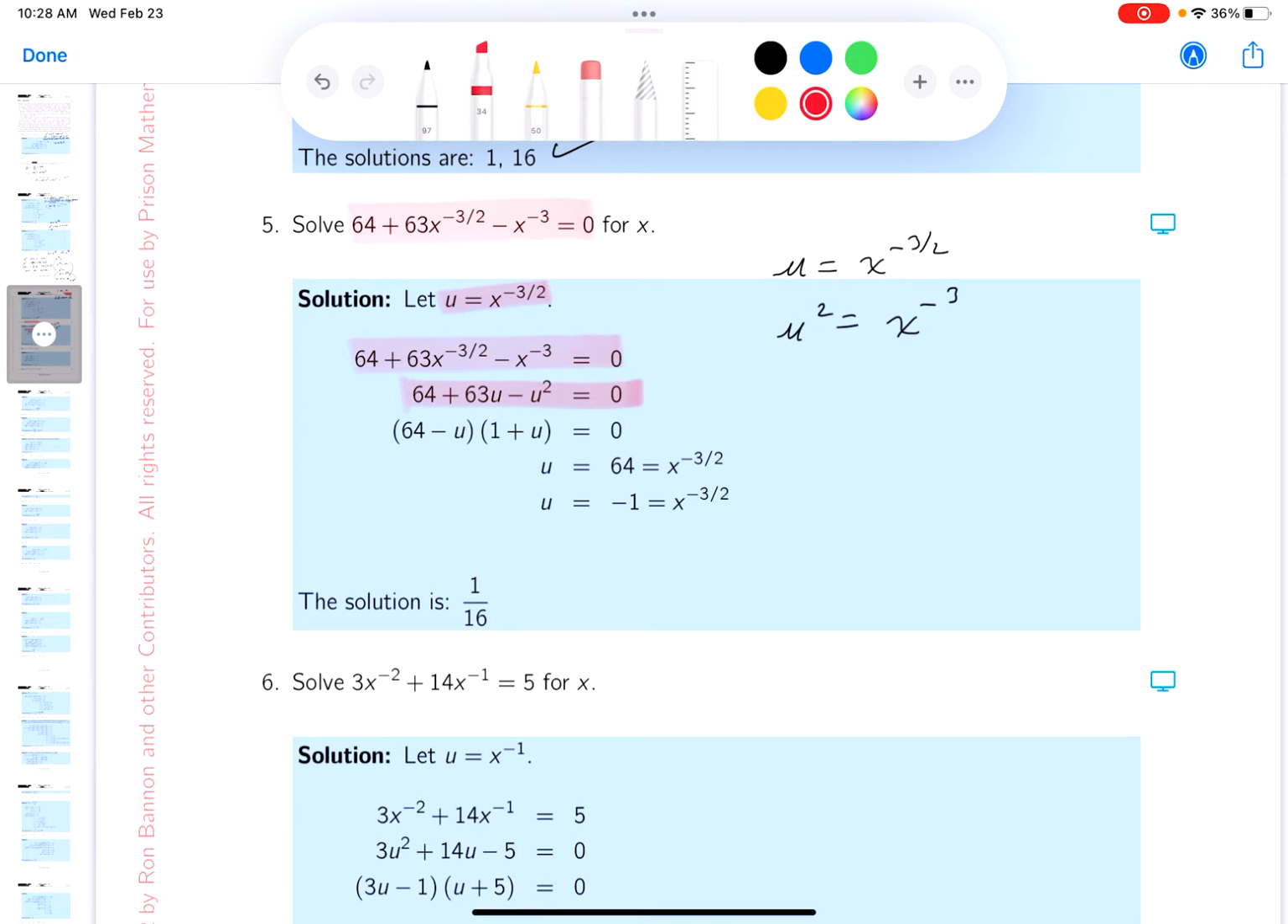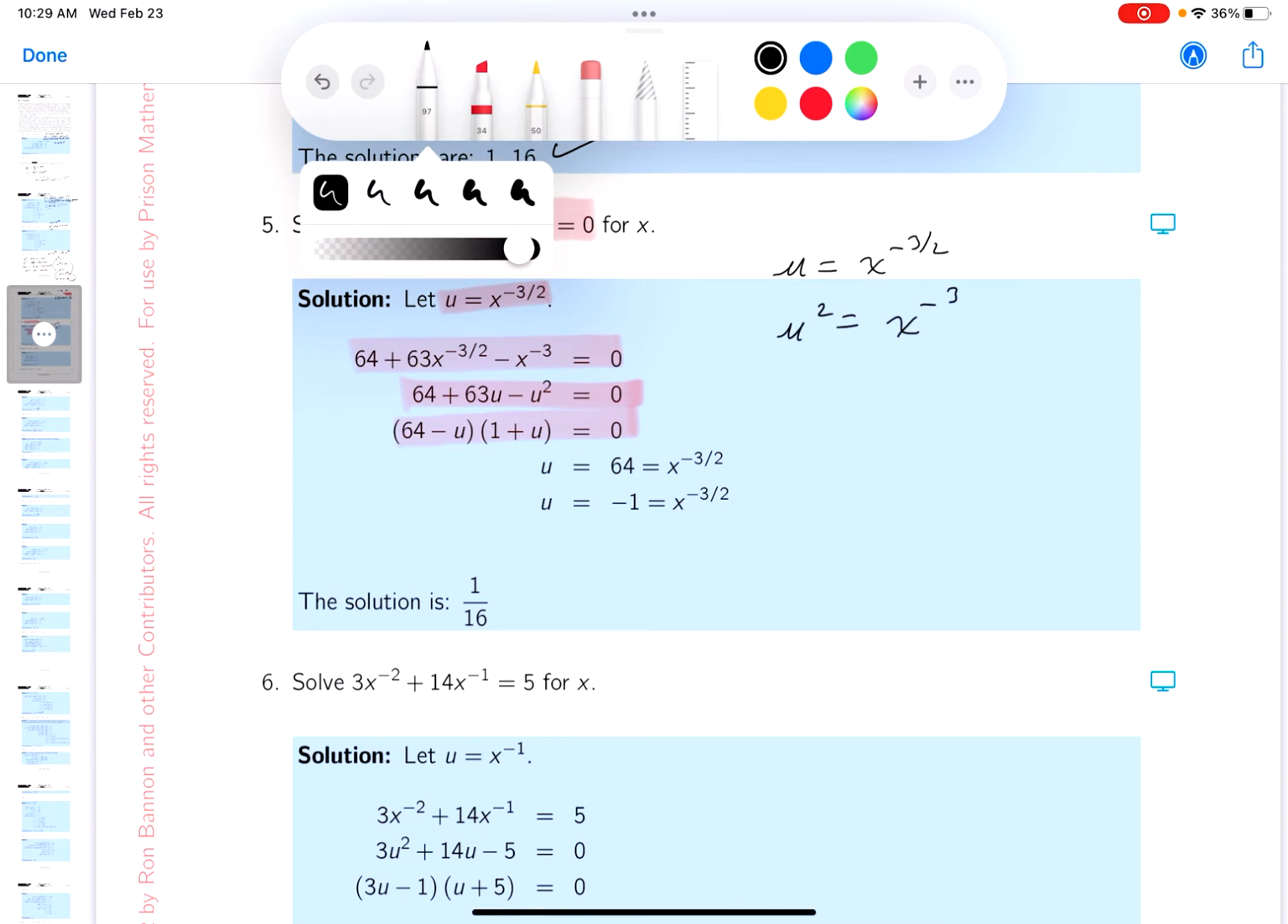What do I do next? Factor. And it factors nicely. It really does. 64 times 1 is 64. Then you get plus 64 minus 1, which is 63, and you get the minus u squared. And then I get u equals 64, or u equals minus 1. Let me go through that with you.